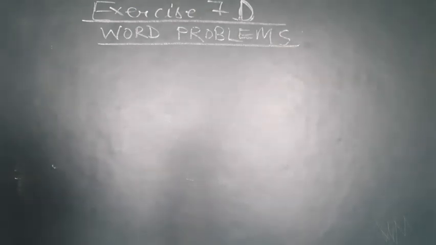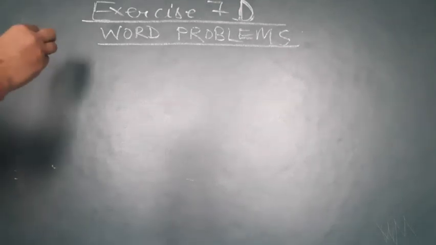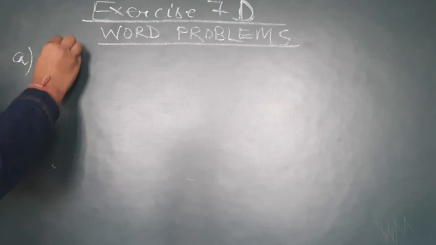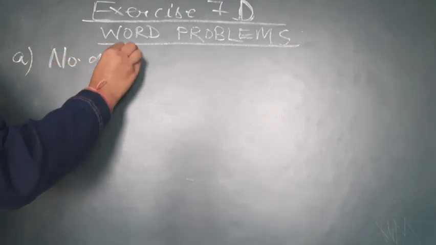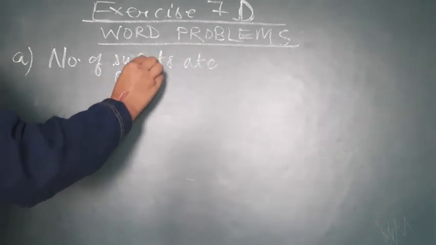Okay students? Now, question number A is: Meher ate 5 sweets on Monday, 4 sweets on Tuesday and 6 sweets on Wednesday. What is the average number of sweets she ate per day? Now all the students, it's your task to comment down the statement for option number A. What will be the first statement? The first statement will be number of sweets ate on Monday.